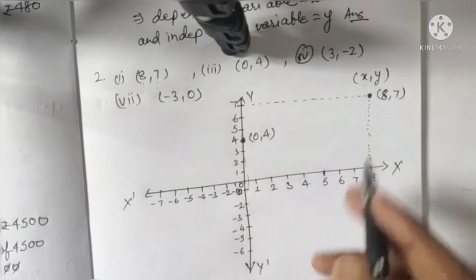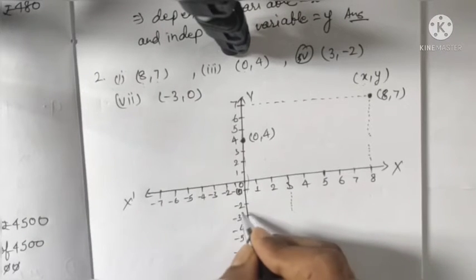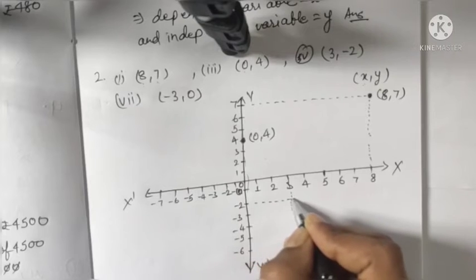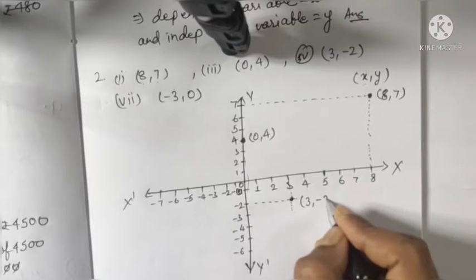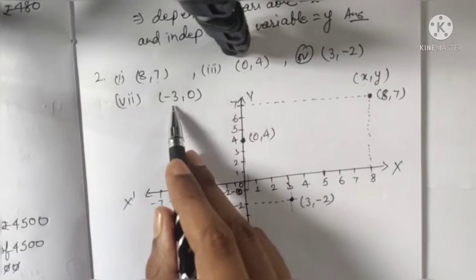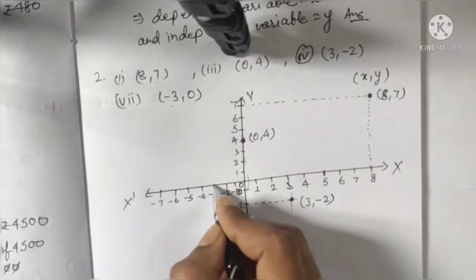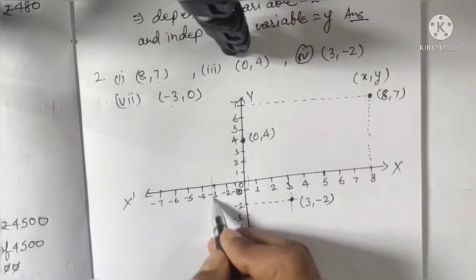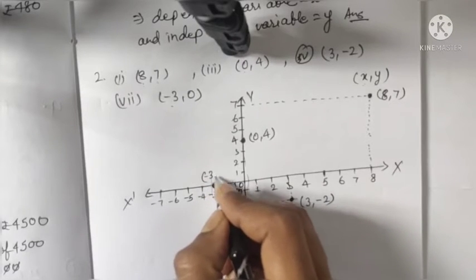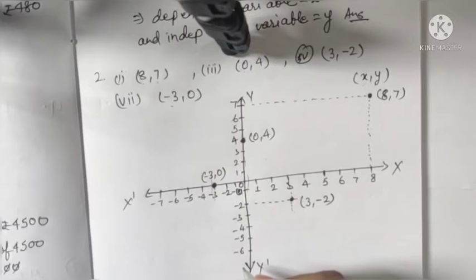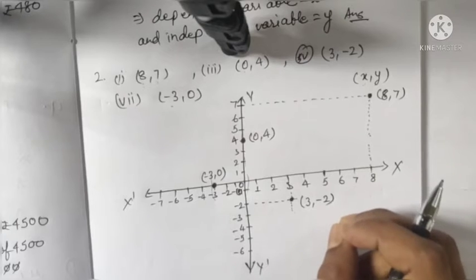Now our next point is 3, minus 2. So the value of x is 3, hence it will be like that, and the value of y is minus 2, so it will be like that. Since they intersect at this point, the value of this point will be 3, minus 2. Our last point is minus 3, 0. Here the value of x is minus 3, so it will be here, and the value of y is 0. So they will intersect at the x-axis, which is here, minus 3, 0. Simple. And remember that you have to draw this Cartesian plane in the graph paper.